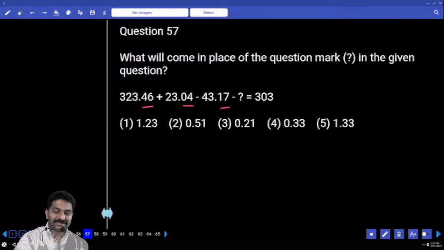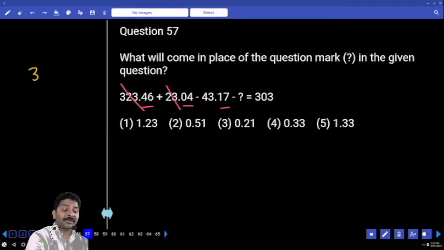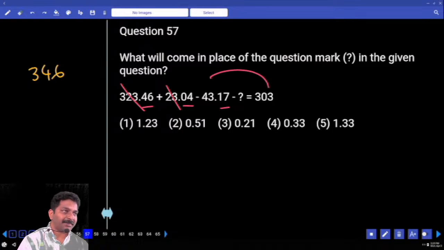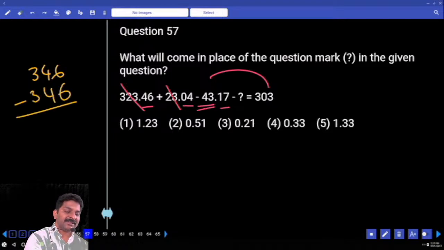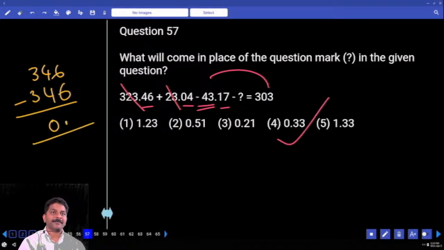Yes? Now this is easy for us. 323 plus 23 is 346. 303 comes to the left hand side and becomes a negative number. Minus 43, minus 340, minus 303, minus 346. That means 0. Fourth option.